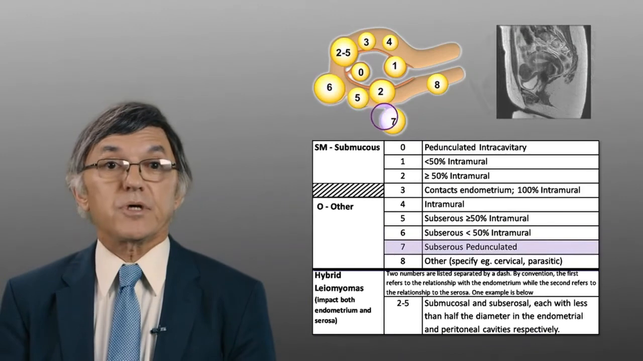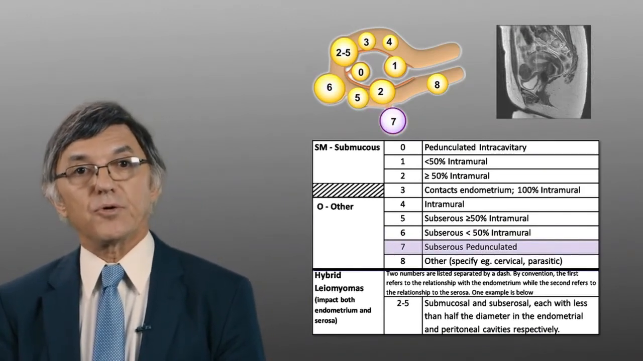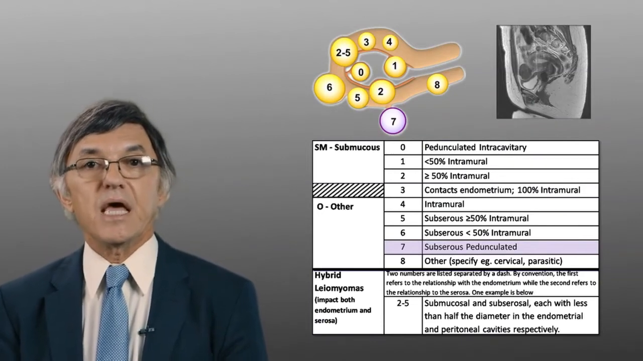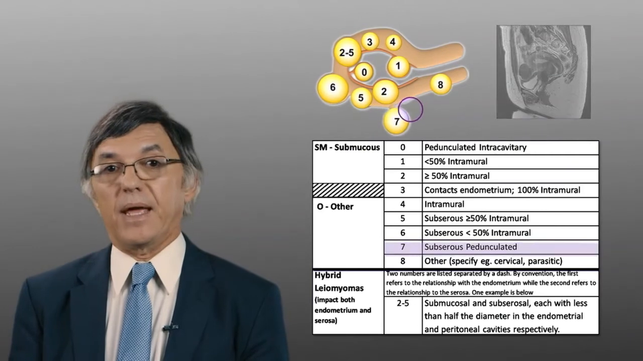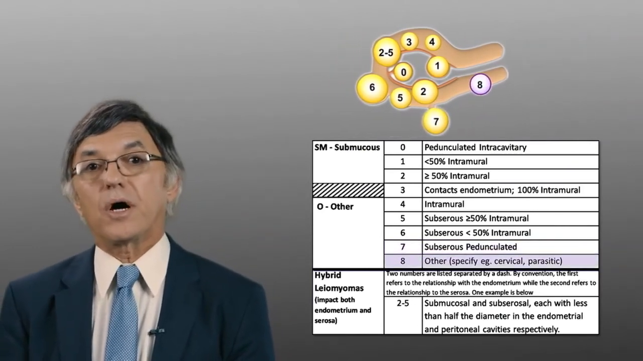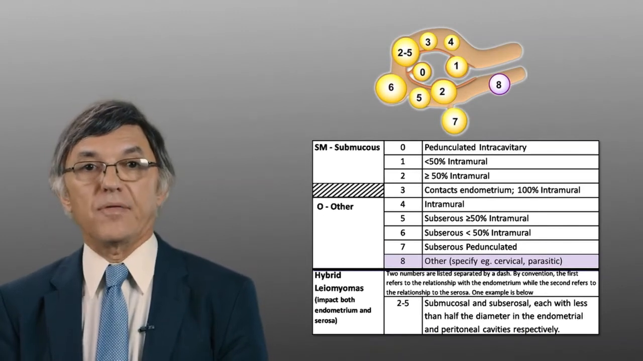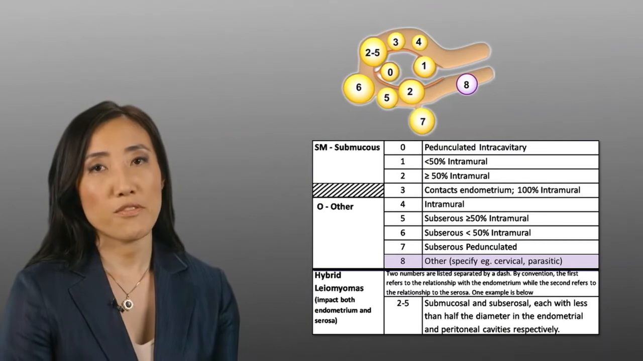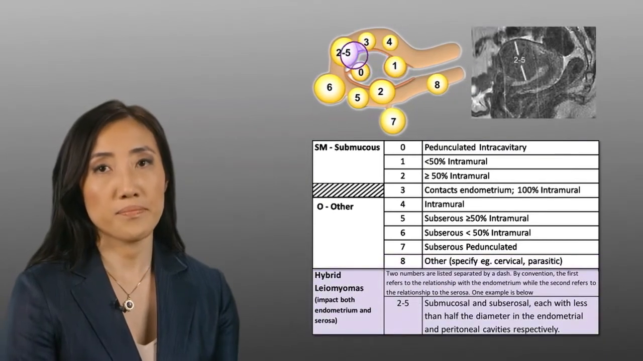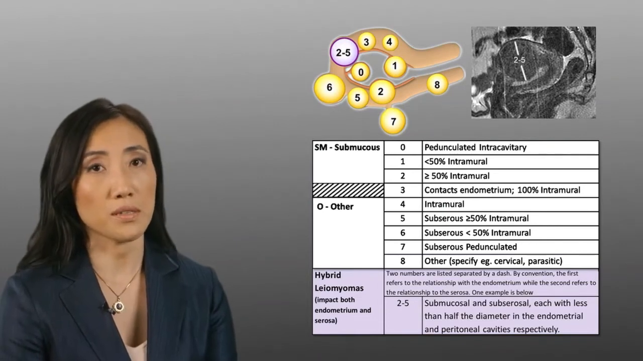The type 7 tumors are the subserous analogs to type 0, in that they are attached to the uterus with a pedicle that is less than or equal to 10% of their mean diameter. Type 8 leiomyomas really comprise all others, including cervical and the so-called parasitic leiomyomas that have no direct connection to the uterus. An important group introduced by FIGO is the hybrid leiomyoma. These fibroids are in contact with both the endometrium and the uterine serosa.